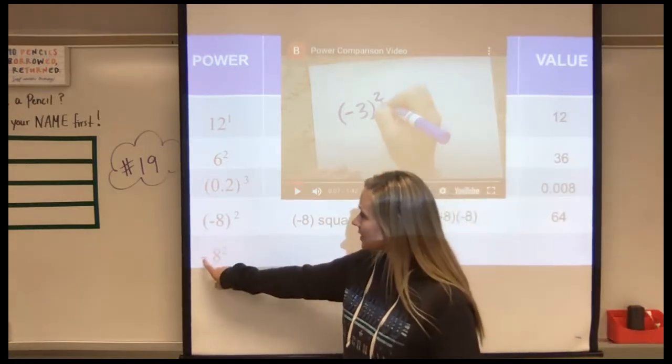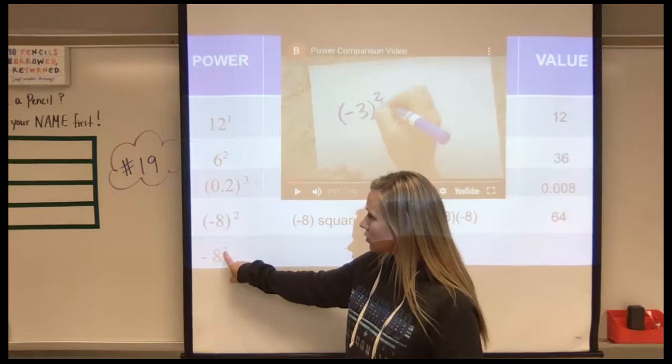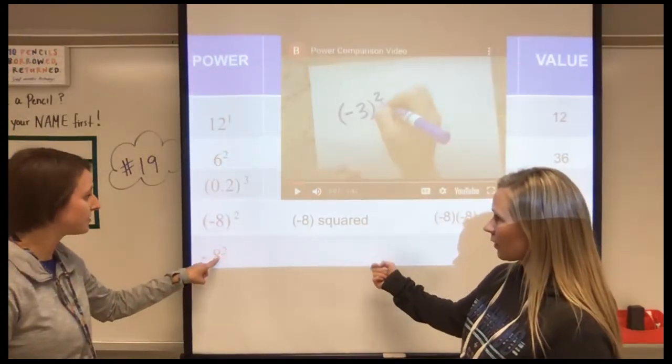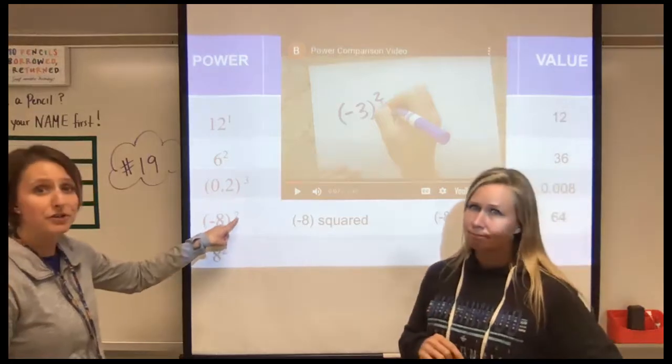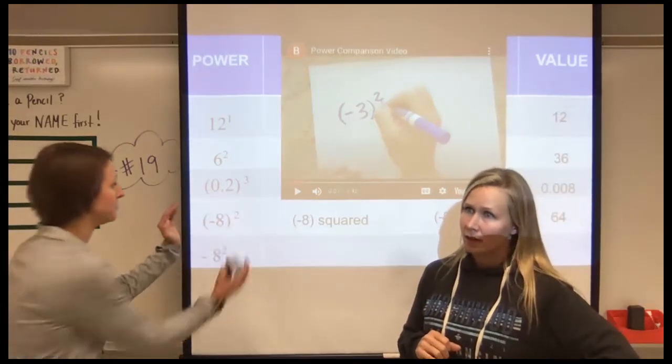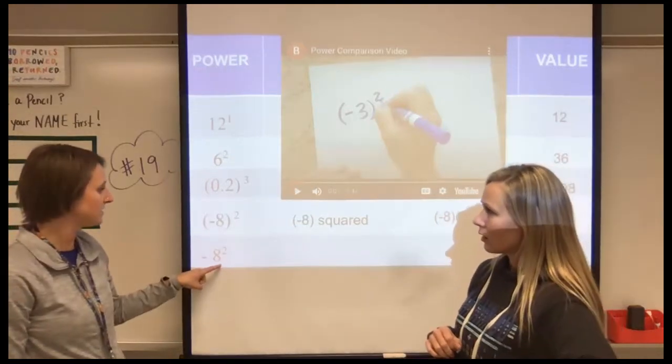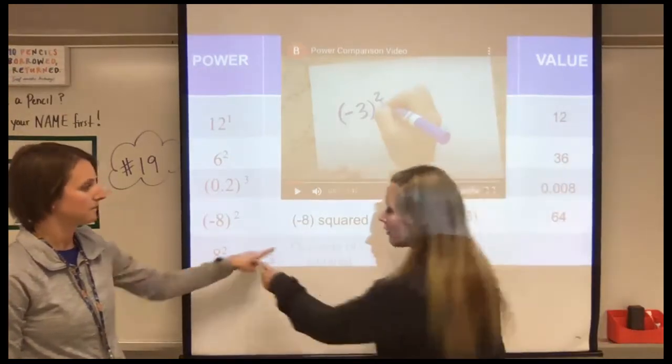So we would read this as the opposite of 8 squared. I noticed, Mrs. Johnson, how the 2 here is touching the 8 versus how the 2 up here was touching the parenthesis, which was grouping the negative with it. So how would we read this one again, Mrs. Johnson? The opposite of 8 squared.